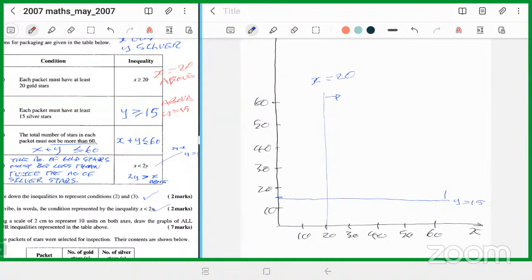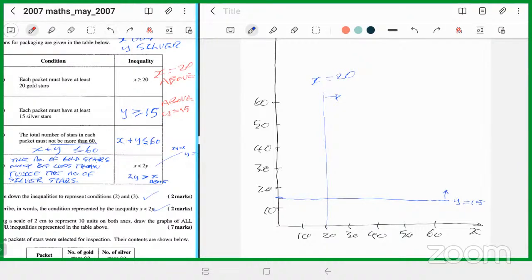I'm going above this line. So the region that we want is somewhere inside here now. We're not going to shade yet. We want to shade the final region. Then this line is x plus y equals 60. The less than means below. The y value is positive, so less than means below.